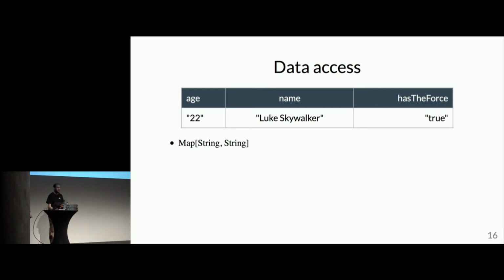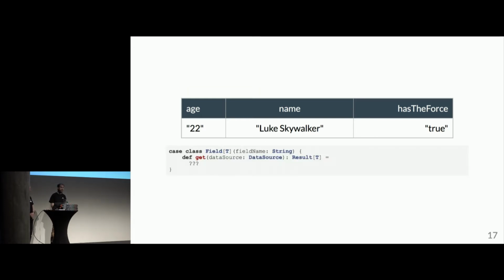All the data in this project was locked away in a proprietary system, and the API to it was essentially a map of string to string, so stringly typed data, essentially. We introduced an abstraction called a field, and a field captured two things. The first thing was a parameterized type T, which was the Scala type that's higher level than a string that we want to work with. And the second was the name of the field, so the key of the map, essentially.